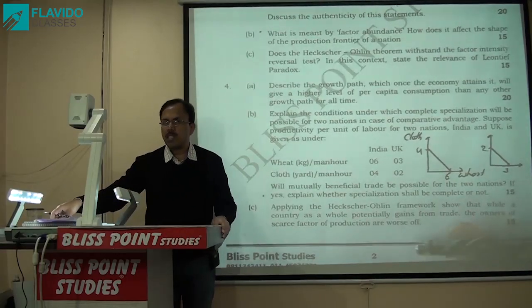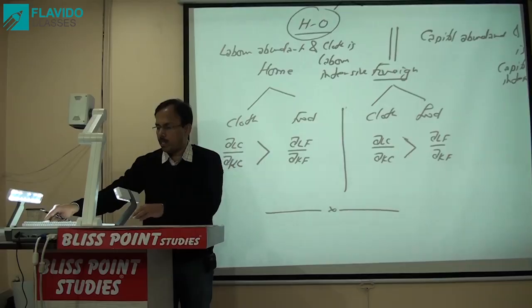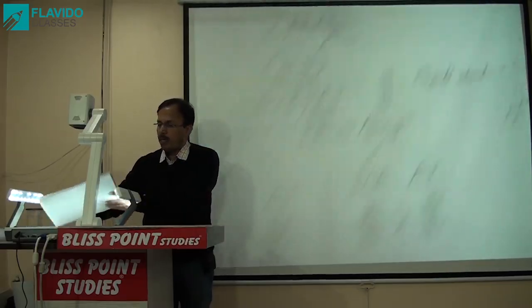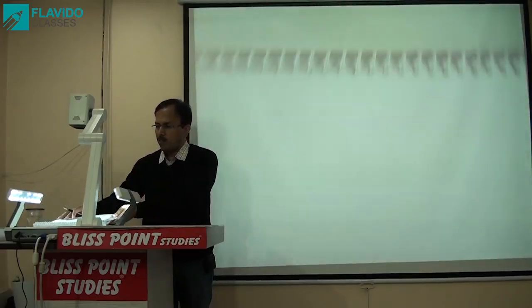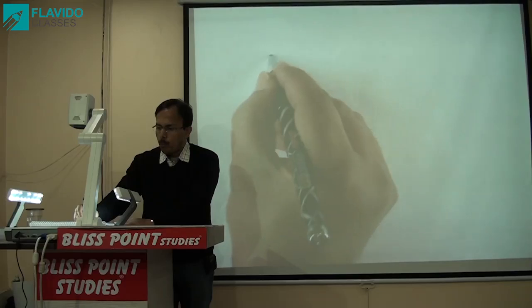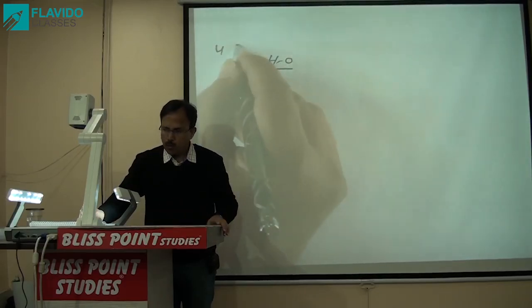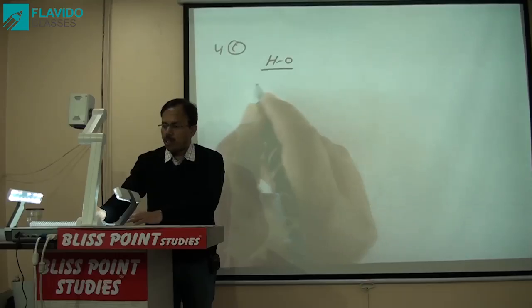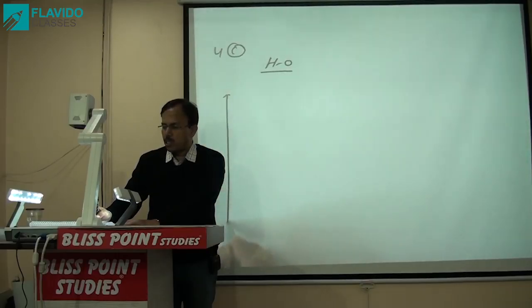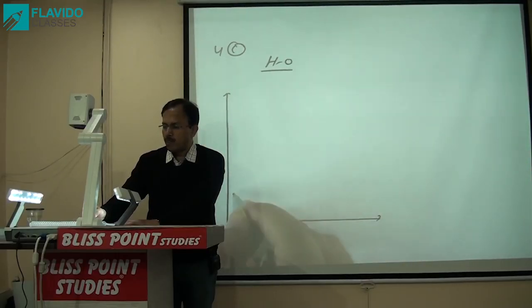Owners of the scarce factor are worse off. This part can be explained by the HO model description. Here, question number 4, part C. For such a question, you can use this type of description.